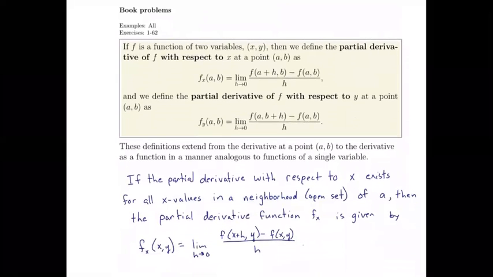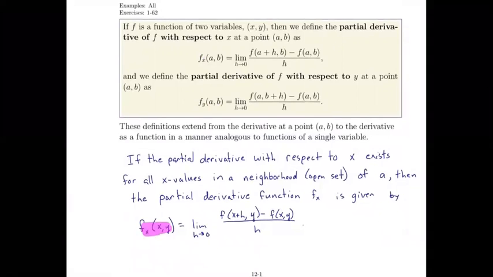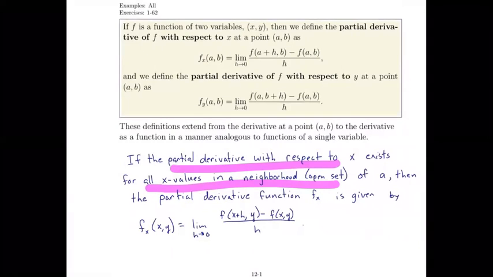We can also generalize this from being at a point (a, b), each of these partial derivatives, to a function f sub x, or the partial of f with respect to x, of variables x, y. So this is what we did in Calc 1. The necessary condition for that to be the case is that the partial derivative with respect to x exists for all x values in a neighborhood, or some open set, of a. Okay, so all around the point a, the function has a derivative, or it's differentiable. In other words, this limit exists within that neighborhood.